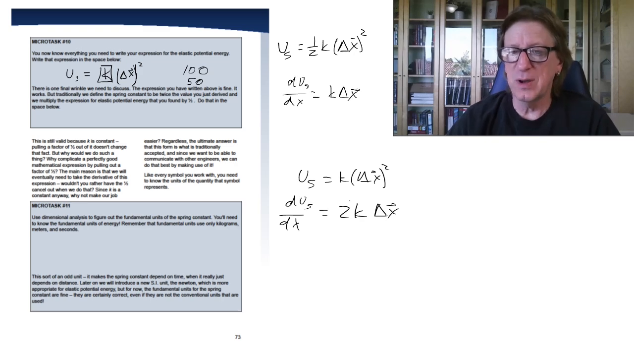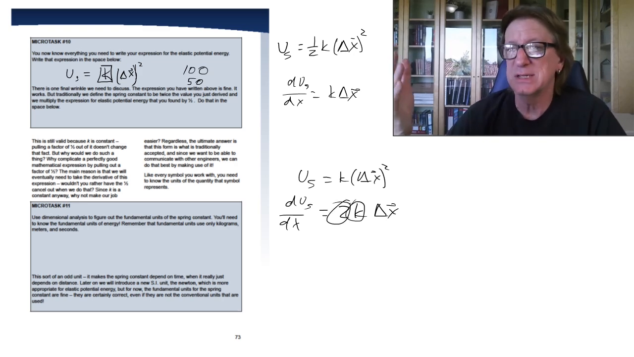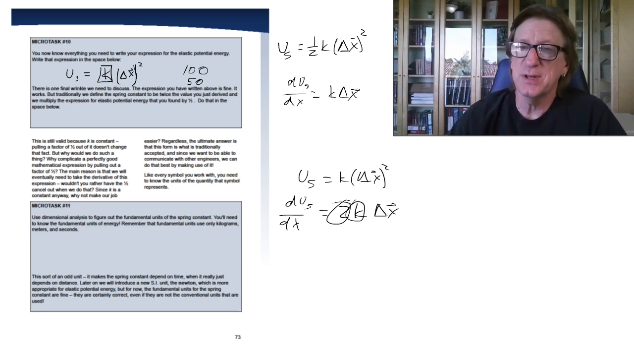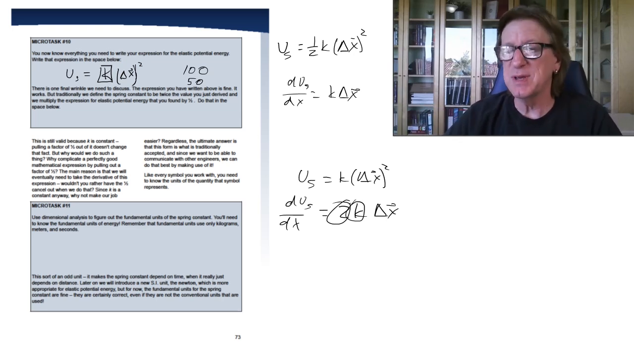So why would I want to carry around this 2? Because after all, this is just a number. k is a number. It doesn't change. It's just a constant for that particular spring. So since it's a constant, I may as well define it in such a way that makes my job easier, because we are lazy.